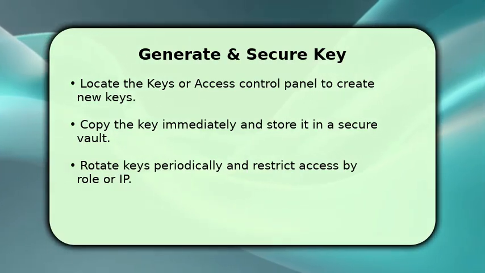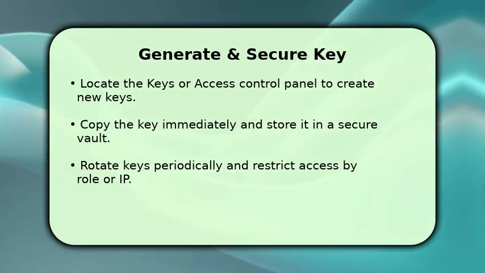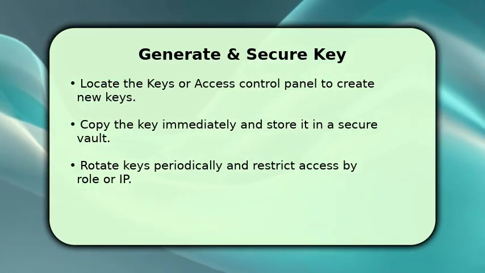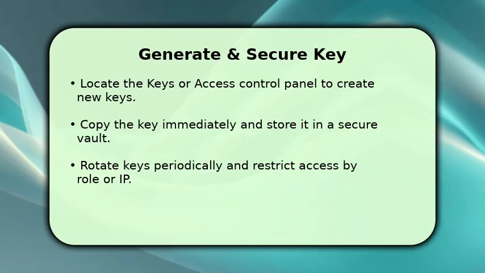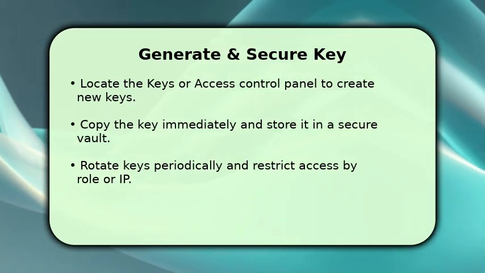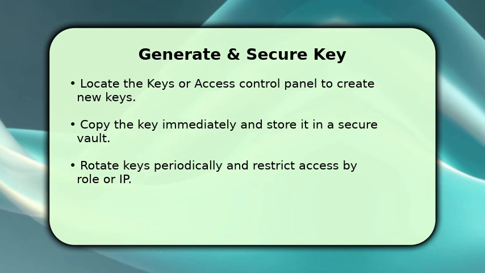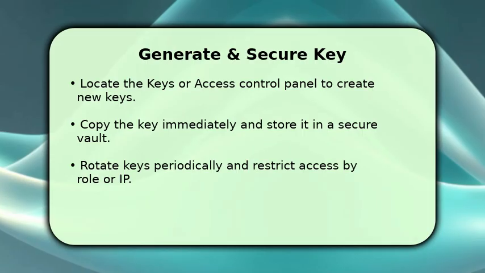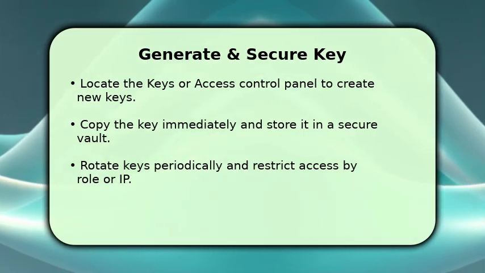On the resource page, find the Keys or Access Control tab and click Generate or Show Keys. Copy the API key and store it in a secure secrets manager, like Azure Key Vault, not in code. Implement key rotation and limit access with role assignments or IP restrictions to reduce risk if a key is exposed.